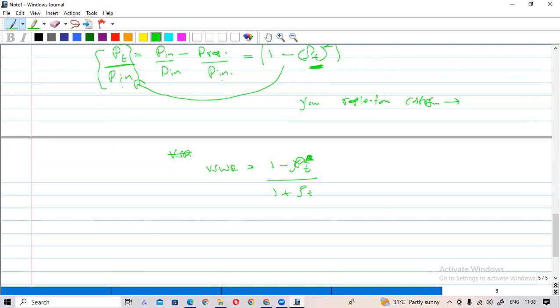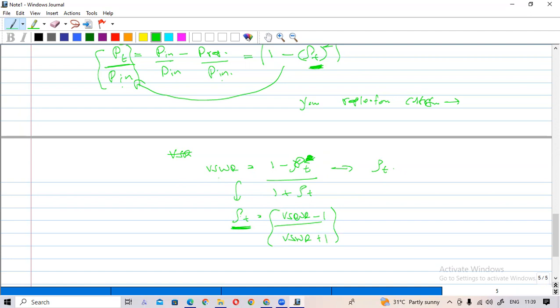Like this. Okay, so this is the VSWR. If you are given the VSWR, you have to solve this equation and find the rho t. So rho t will be equal to, if you solve this, (VSWR minus 1) over (VSWR plus 1). So maybe you are given the VSWR, then using this equation, you have to find the rho t.